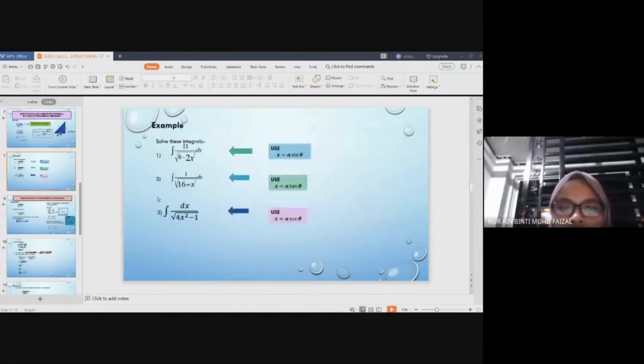Next. This is an example of how to solve this integral. You can see right over here there is the square root of 8 minus 2x squared. You can see this is minus, so you have to use x equals a sine theta. Second, the integral of 1 over the cube root of 16 plus x squared. You see there is an addition symbol here, so you have to use x equals a tangent theta. And third, the integral of dx over 4 times the square root of 4x squared minus 1. You have to use x equals a secant theta.